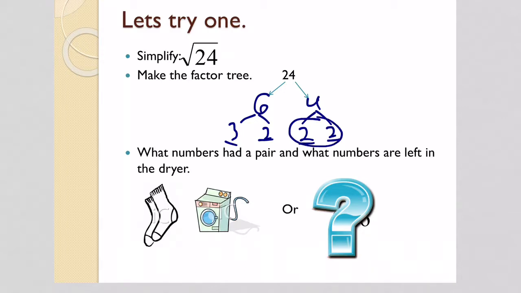A pair, of course, would be the 2's. So I'm going to circle what I have a pair of, and that goes on the outside of the dryer, so that's my socks. My dryer is the square root, and what goes on the inside is what did not have a partner. That would be the 3, multiplied by 2, so it comes out to be 2 square root of 6. And that is simplifying a radical.